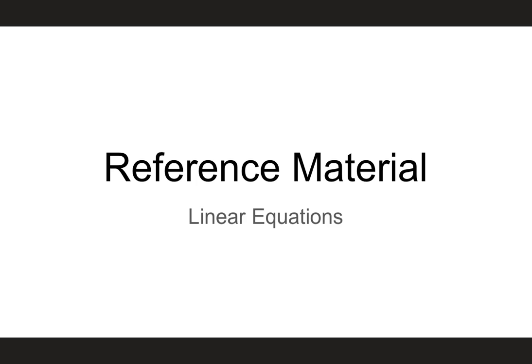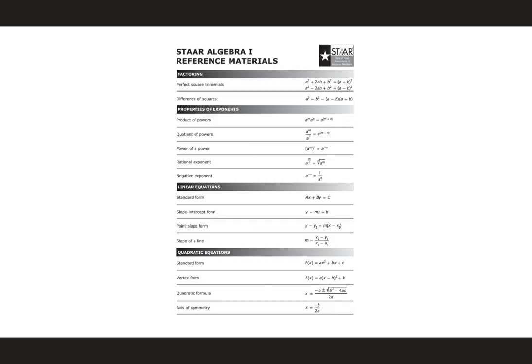Okay, so we are going over reference materials. You need your STAR reference sheet, and we are going to look at the linear equations section of it. Okay, so you should all have a paper like this in front of you. STAR reference, Algebra 1. This is the paper you will be allowed to use on the STAR test. However, you will get this blank, and then we will practice filling stuff in on it.